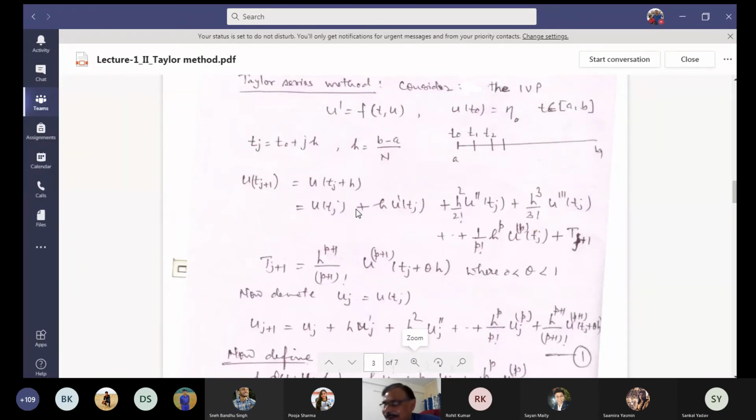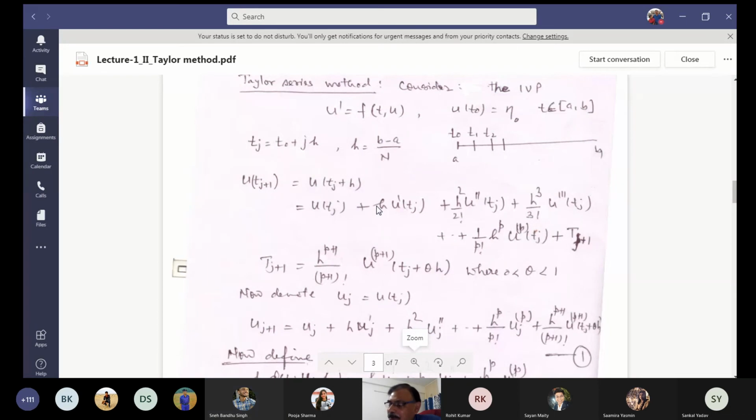The reason is that you are developing this for u prime equal to f(t, u). So u prime is known, but you have to calculate u double prime, u triple prime, the fourth derivative, the fifth derivative, and so on. Is that right? Yes, sir.